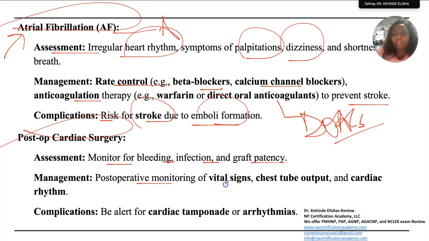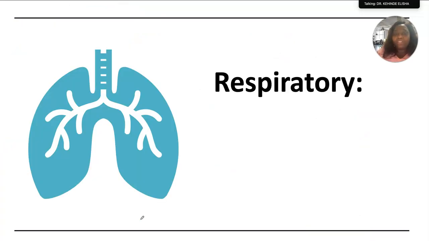Management: post-operative monitoring, of course vital signs, chest tube output, and cardiac rhythm. Complications: you better be alert and pay attention. Are they having any cardiac tamponade? Are they having any arrhythmias? So we have pathophysiology of the heart, but for every pathophysiology, there are things we have to observe for and monitor for.